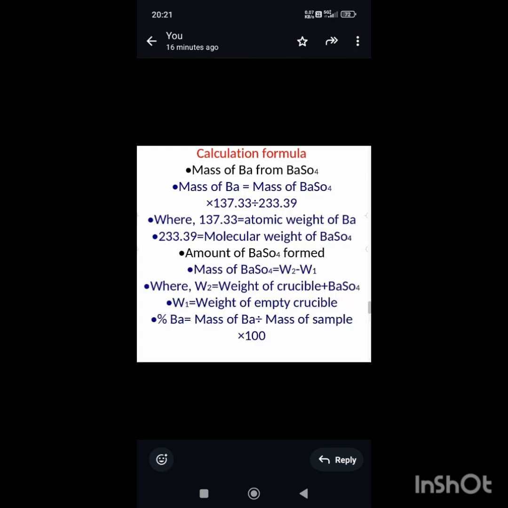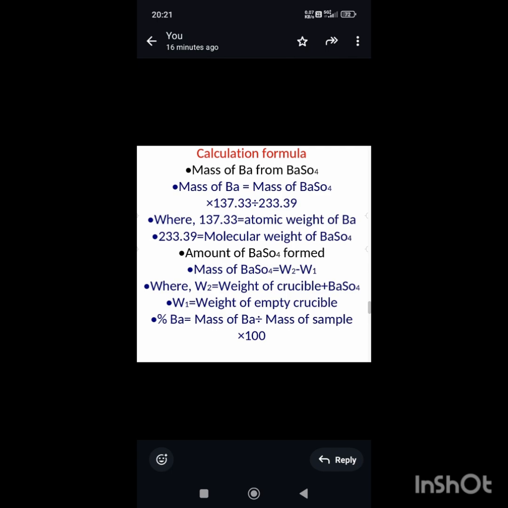Calculation formula. First one, mass of barium from barium sulfate. Mass of barium is equal to mass of barium sulfate times 137.33 divided by 233.39, where 137.33 is the atomic weight of barium and 233.39 is the molecular weight of barium sulfate.